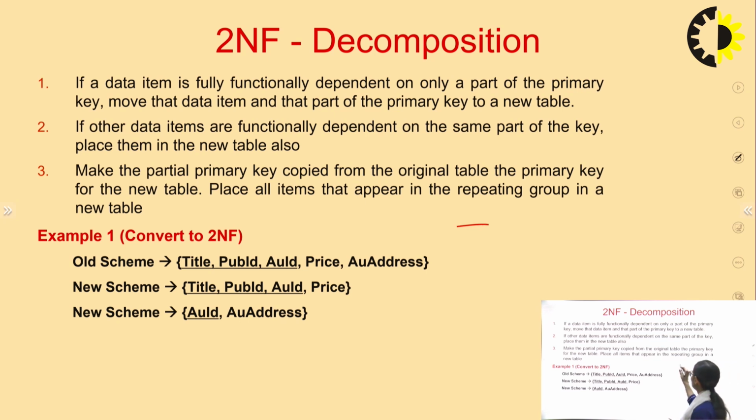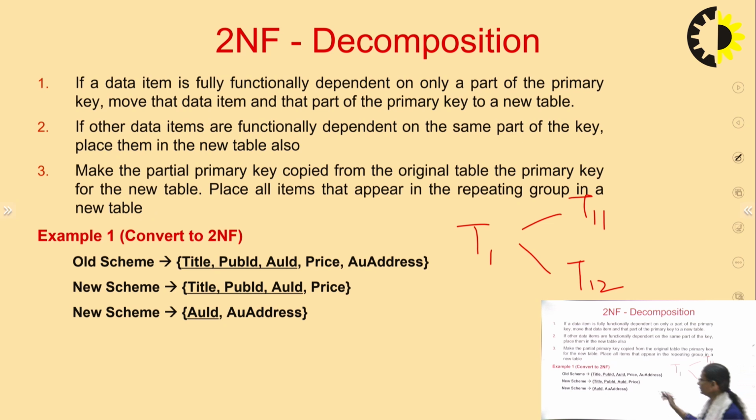That is, I need to break down my table into two parts, T11 and T12. If other items are functionally dependent on the same part of the key, place them in the new table also. Make the partial primary key, copied from the original table, the primary key of the new table, and place all the items that appear in the repeating group in the new table.